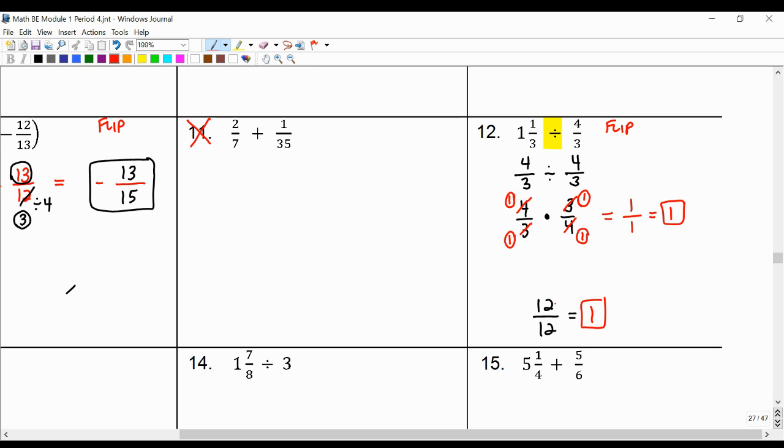If you multiply straight across and you have something that you're not sure how to break it up or simplify it, then you want to go back to cross-canceling.